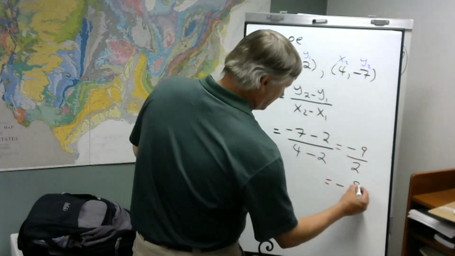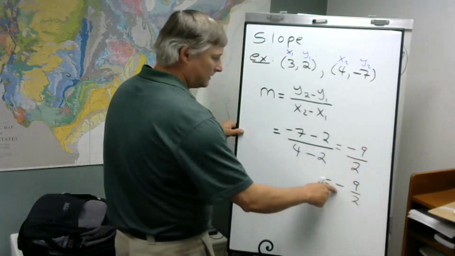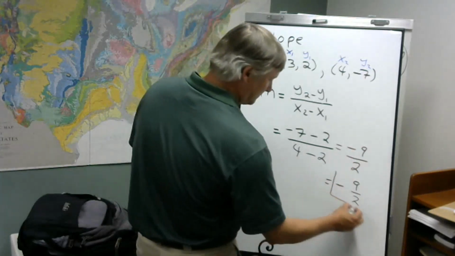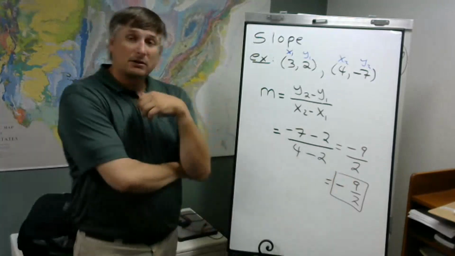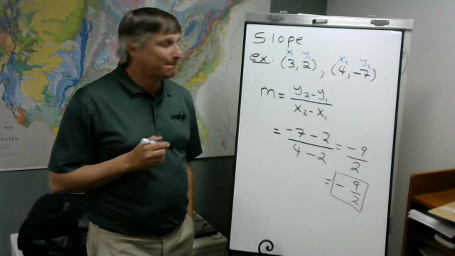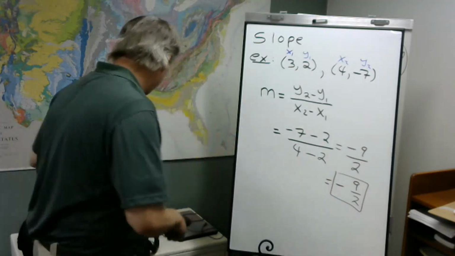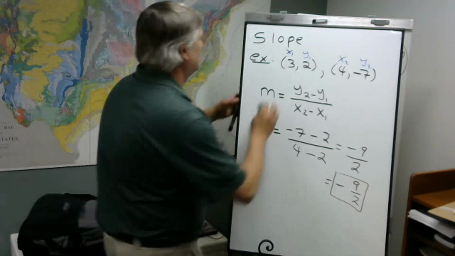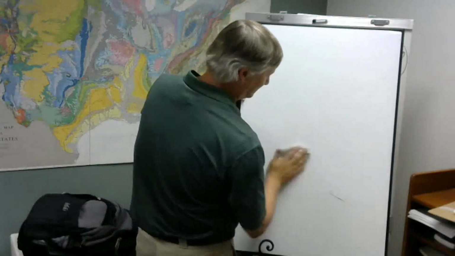And customarily, we bring the negative out because negative divided by positive is a negative. The entire number is negative. And so there you go. That's how you find the slope between 2 points using that formula. Now, let's take a look at something. Let's talk about lines.